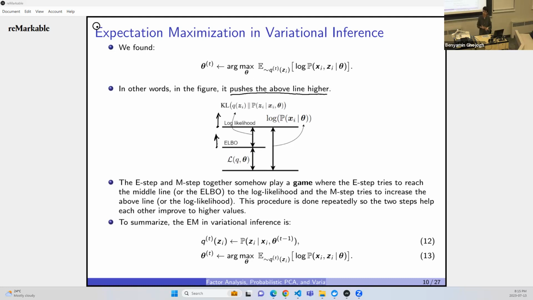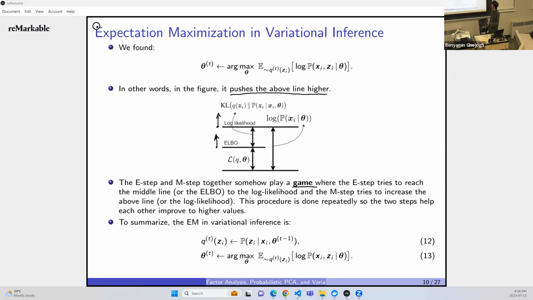The ELBO wants to reach the log likelihood. The M step says, not so soon. It pushes the log likelihood above. Then in the E step again, the ELBO goes up, then the log likelihood goes up. Then the ELBO goes up, then the log likelihood, until the ELBO gets very close to the log likelihood. Interesting. So they are playing a game.